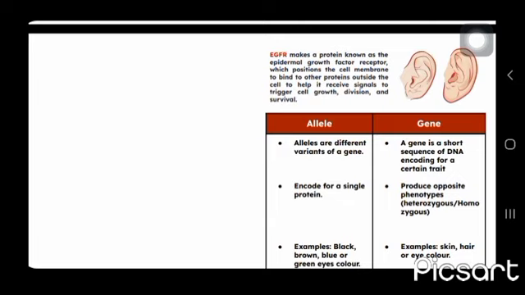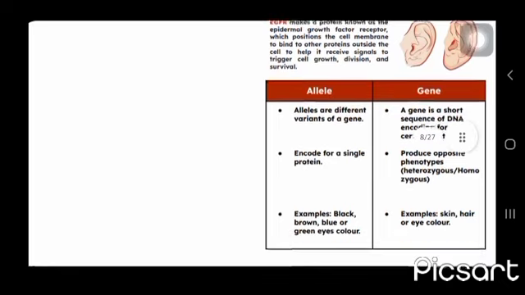Now, let's see the difference between alleles and genes. Alleles are different variations of a gene, but a gene is a short sequence of DNA encoding for a certain trait. An allele is encoded for a single protein, whereas genes produce opposite phenotypes. It may be heterozygous or homozygous. Allele examples are black, brown, blue, or green eye color, and gene examples are skin, hair, or eye color.